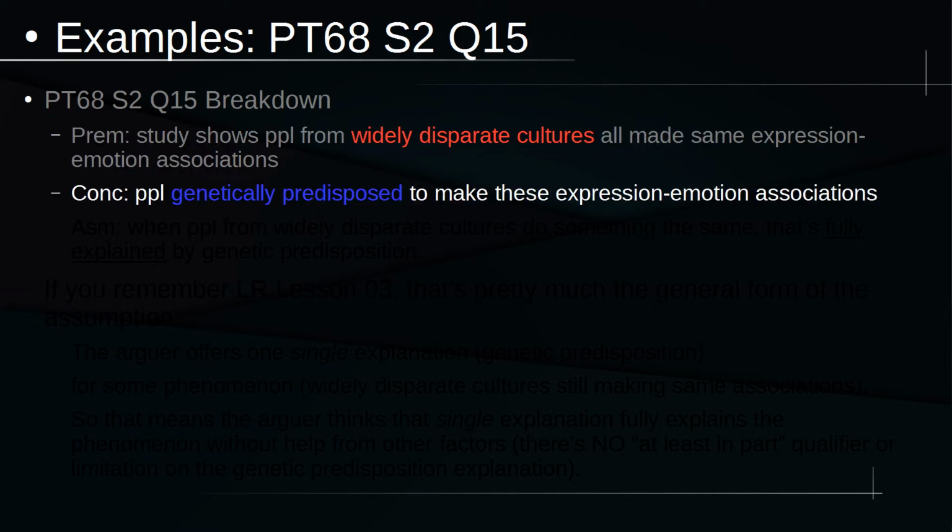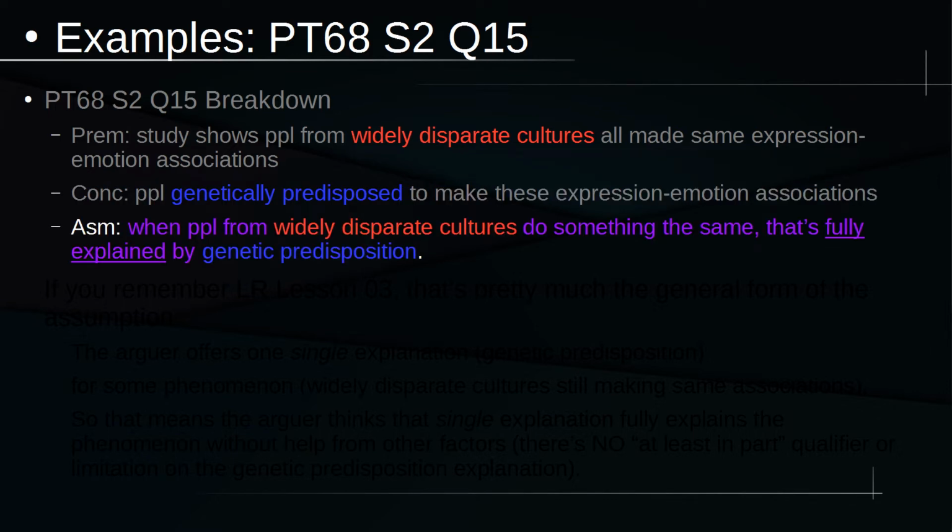The conclusion is that these individuals are genetically predisposed to make these associations between expression and emotion. So falling back on the standard form of the assumption, this is what I get. When individuals from widely disparate cultures do something the same way, that's fully explained by genetic predisposition.